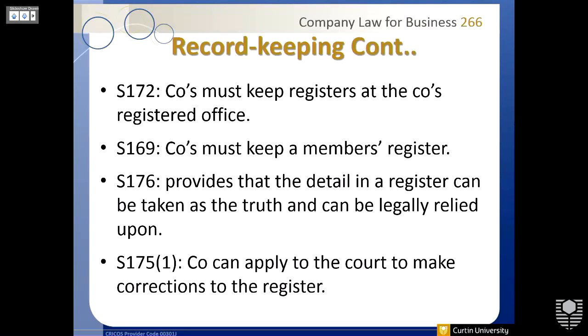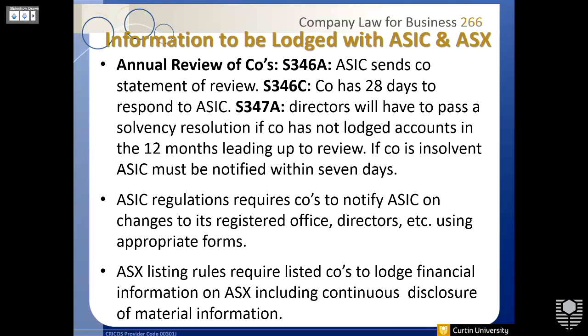Section 176 provides that the detail in a register can be taken as truth and can be legally relied upon. And Section 175 sub 1, a company can apply to court to make corrections to the register. Now, I've not seen any past year questions in this area, but I don't dare say it would not be examined. Okay? Now, information to be lodged with ASIC and ASX, annual review of companies.